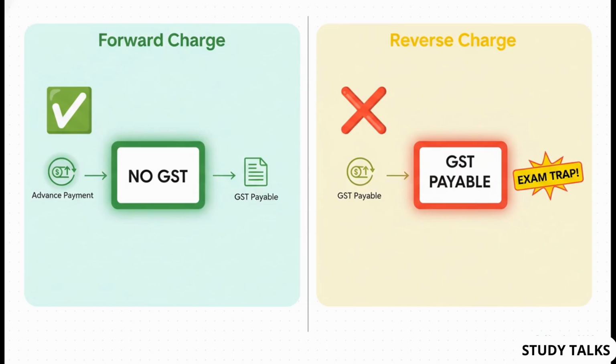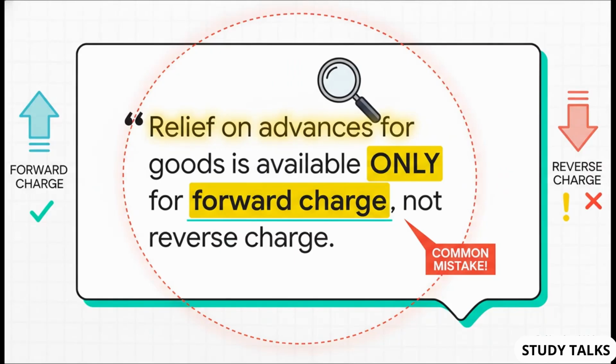But, and this is a huge but, look at the right side. For reverse charge, that relief, that notification, it does not apply. It's gone. If you pay in advance under RCM, our date of payment rule kicks in immediately. You have to pay GST. Let's just let that sink in for a second. This is the core of it all. That relief, that no GST on advances rule, is only for forward charge. Forgetting this is the trap. In the world of RCM, if you make an advance payment, that triggers an immediate GST liability.